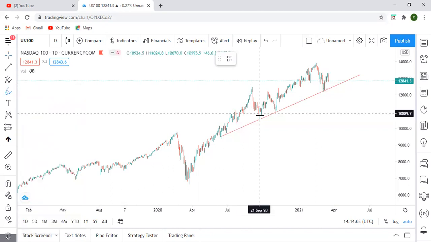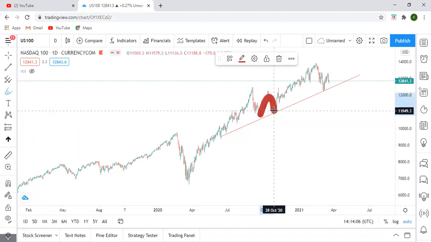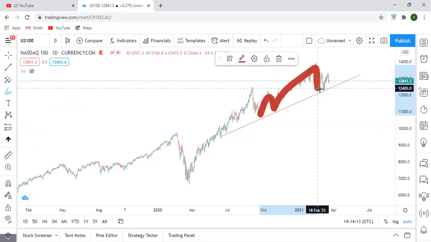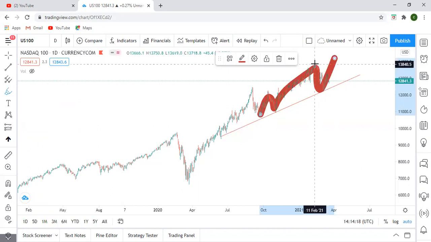And then we pushed up, and then we came and made our bounce on the trend line again. And right now, I believe we will have something like this. We'll break this high. So the market right now is still coming for an inverse head and shoulder. That's what I see on Nasdaq.